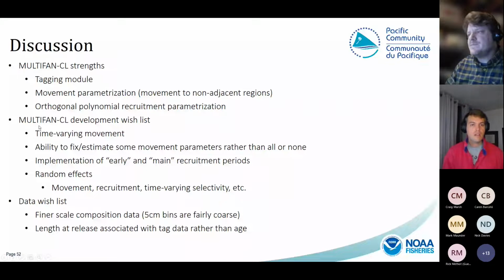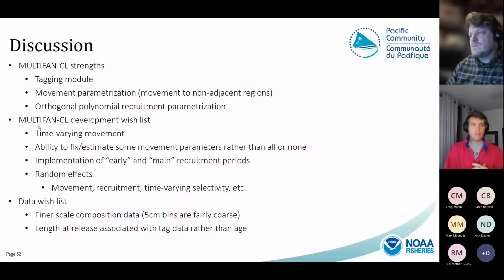Time varying movement was one of the things that we discussed. The ability to estimate some movement parameters rather than either estimating all of them or estimating none of them. Related to that, the recruitment issue that we saw: being able to split up a recruitment estimation into an early period and a main period, so constraining those early period recruits, when there's less information, to have a deviate closer to 0.